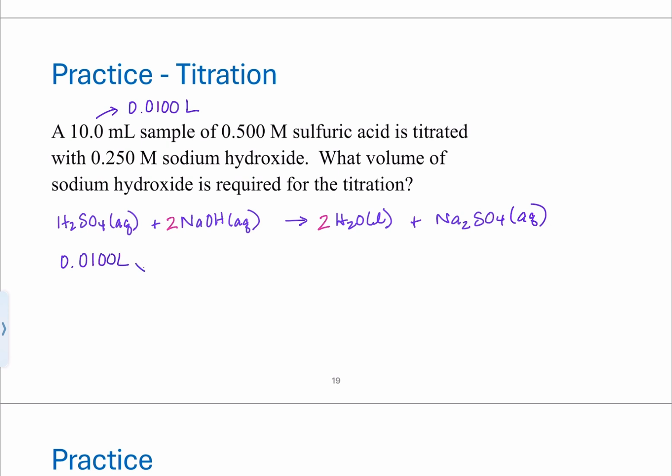So again, we're going to multiply our volume by the concentration, but we have to make sure our volume is in liters. So we have to take our 10 milliliters and convert it into liters, which we did previously. So we're going to start with our volume, and we're going to multiply it by our concentration, which is molarity for sulfuric acid, because that was the volume that we were given.